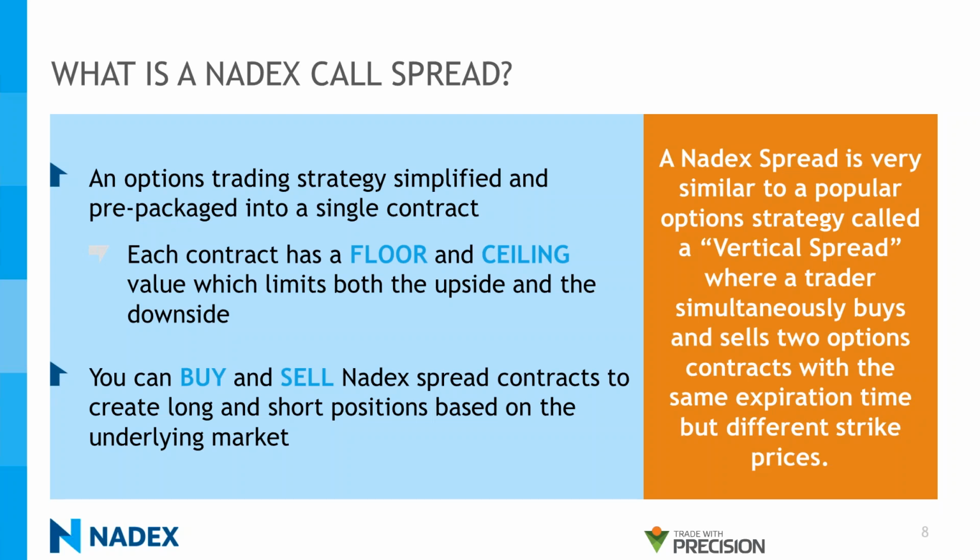So you can create long or short positions based on the underlying market by either buying or selling this type of contract. So by definition, a call spread is similar to a vertical spread, where two options contracts with identical expiration times but different strike prices are simultaneously bought and sold to produce then a call spread.